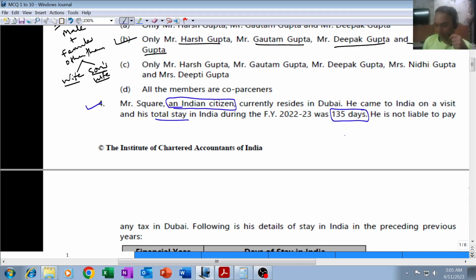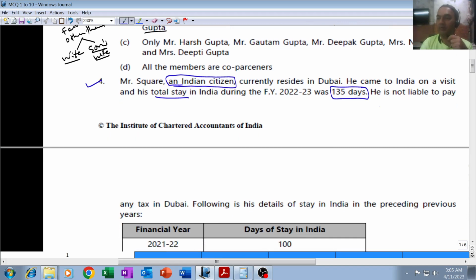He is not liable to pay any tax in Dubai. Please underline this sentence also, not liable to pay tax in Dubai, assuming that he is not liable to pay tax in any other country also. That means this person who is citizen of India, he will be covered by category 3 exception.